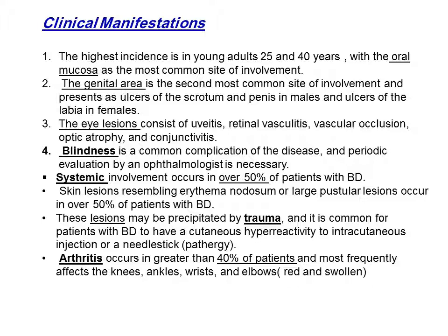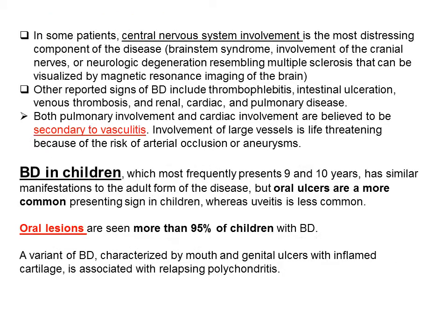Arthritis can be seen in 40% of patients with Behçet disease, mostly affecting the knee, ankle, wrist, and elbow. These joints become red, and some patients may also have central nervous system involvement. Sometimes they have thrombophlebitis, intestinal ulceration, venous thrombosis, and renal, cardiac, and pulmonary diseases.